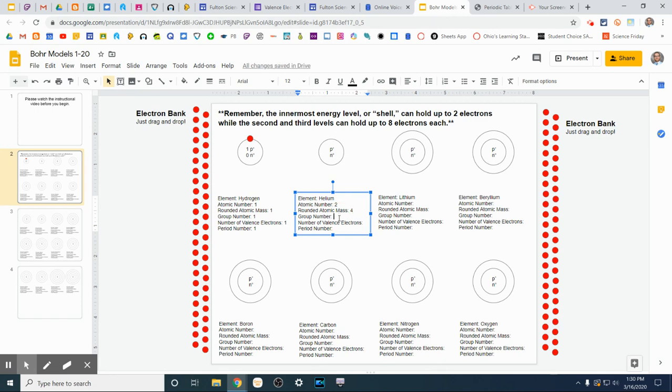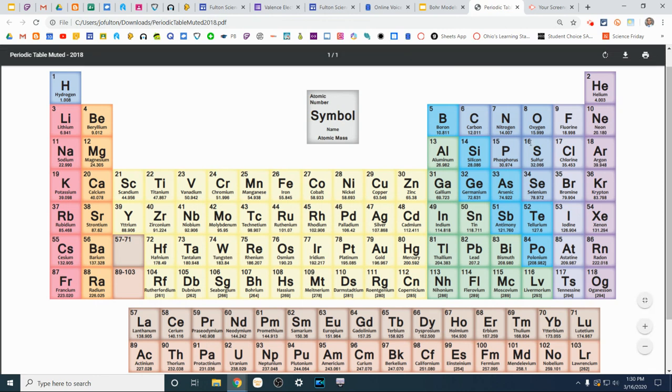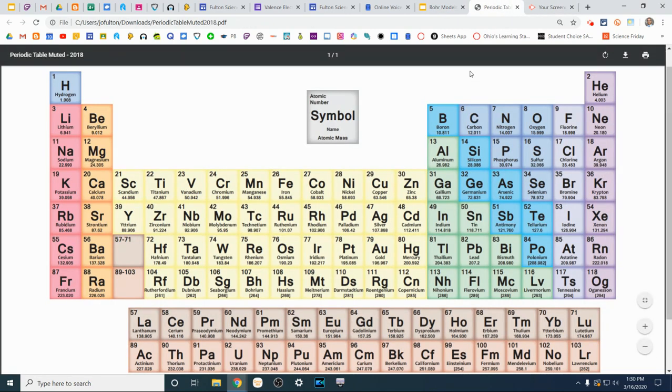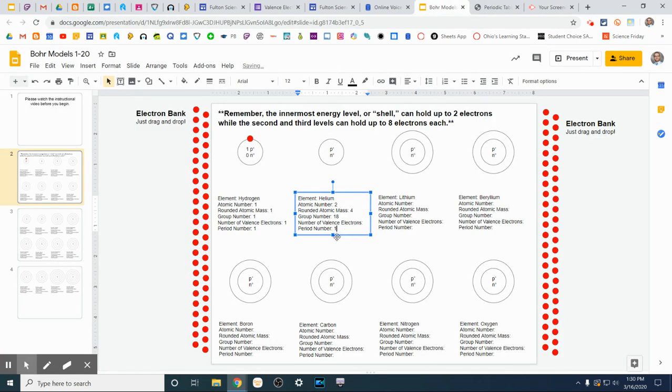The group number is the column in which the element falls. So for example, here's column 1, column 2, 3, 4, 5, 6, and so on. This is column 18 at the very end. So helium is in column 18, so that's its group number. Number of valence electrons I'm going to get to in a moment when we actually start to put electrons into our shells. The period number is equal to the row that the element is in. Helium, you can see, is in row 1, so it is in period 1.